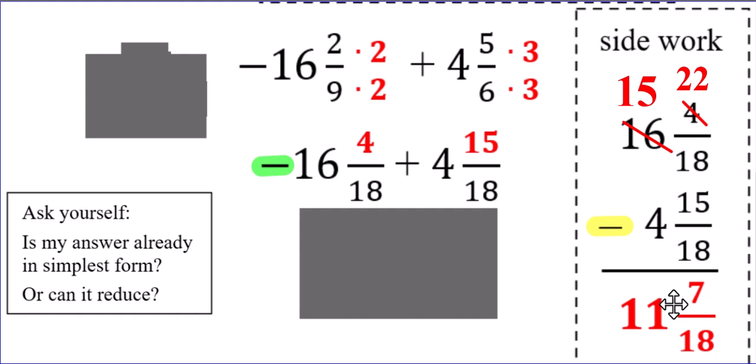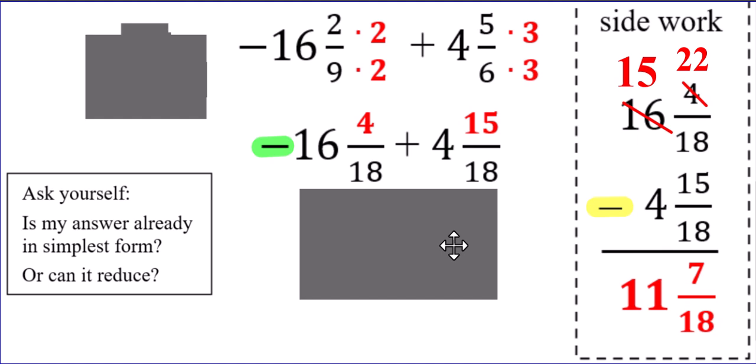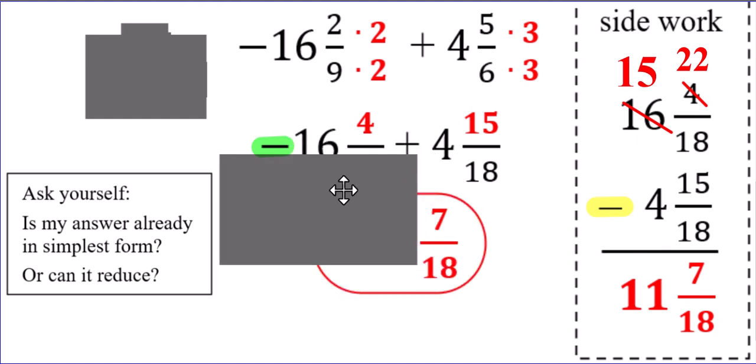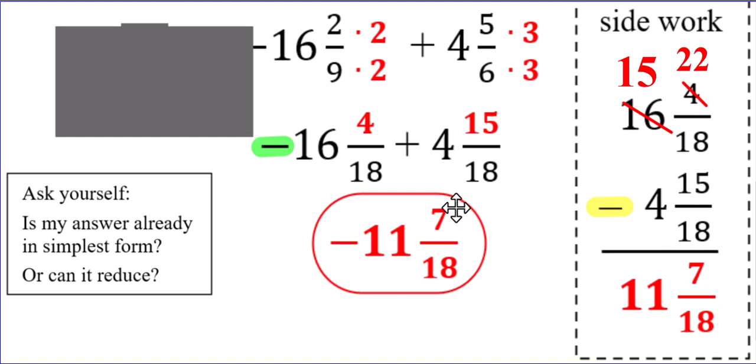Now, will the final answer be positive or will it be negative? Well, who had the bigger absolute value? The negative number did. So it's going to be negative 11 and 7/18. Now, technically, before I circle any final answer, I should ask myself, and I have this in this little box for you in between number 1 and 2, is my answer already in simplest form or can it reduce? Well, 7 is divisible by 7, 18 is not divisible by 7, and 7 is not divisible by anything else, so this is already in simplest form.